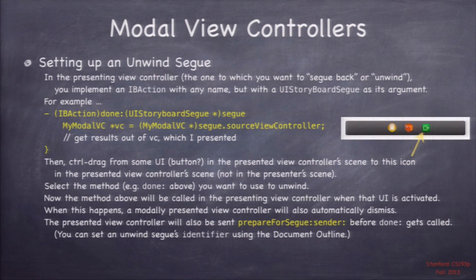So you go down to that green thing, and when you do to that green thing and you let go, it's going to give you a list of all these methods like done right there. Okay, all the methods that are IB actions that take UI storyboard segues as arguments. Now, some of those methods might be in completely unrelated view controllers off somewhere else in your storyboard, because it's going to show you all of them. Xcode knows about all of them, it shows you all of them. If you pick one that is not in a view controller that presented you, the unwind just will not happen. It's like you did nothing. It's not going to crash, but it's just not going to do anything. So the done button would just do nothing. Okay, but if it can find, at runtime, that method up the chain of who presented you, it will call that method.